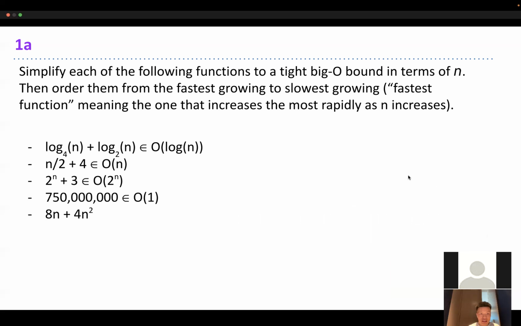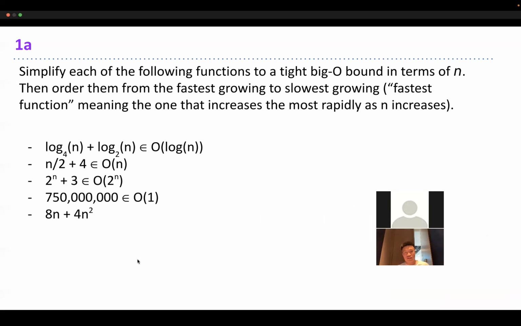All right, what about 8n plus 4n squared? Actually, before anyone says anything, drop your answer in the chat. So type it up, but don't hit enter yet. All right, hit enter in 5, 4, 3, 2, 1. Nice, awesome. Yep, all of you are correct. It's going to be quadratic time.